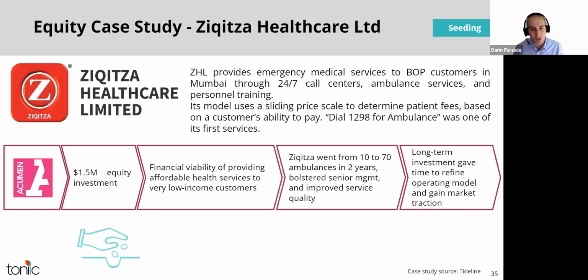At this stage, the enterprise model had not been validated yet, and it was extremely risky to invest. Nevertheless, Acumen helped Ziqitza validate it and be able to enter a path of scale. There are also 2 forms of catalytic capital in this situation. A price component, because the risk profile of this investment is not justified by the potential financial return, and a patient component, because of the illiquid nature of the equity investment.